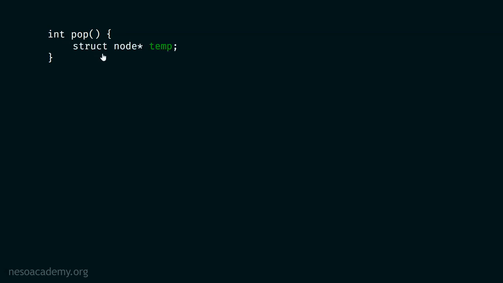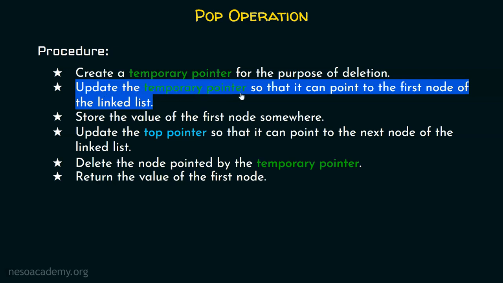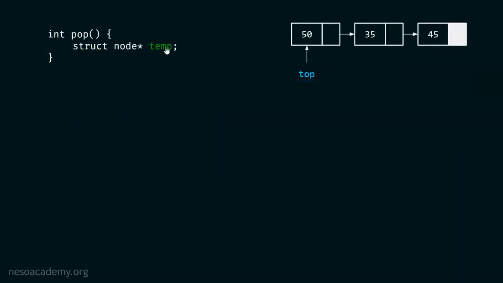Here I have to declare a temporary pointer, temp, okay? This is just a suggested name. You can choose any name of your choice. Here, this is struct node star temp, which means that this temp pointer will point to some node, right? After this, we must update the temporary pointer so that it can point to the first node of the linked list, right? Let's update our temporary pointer.